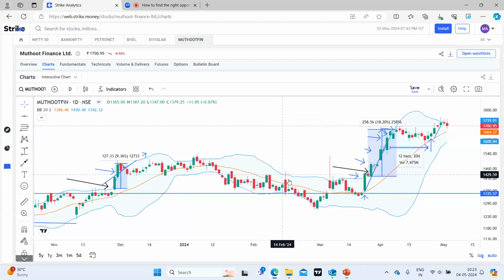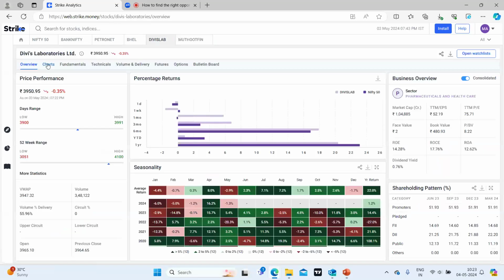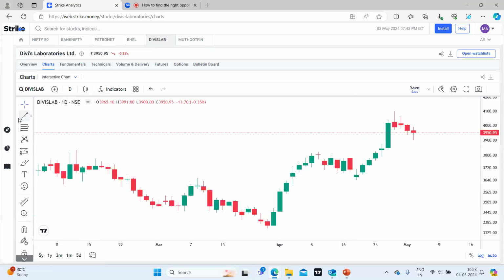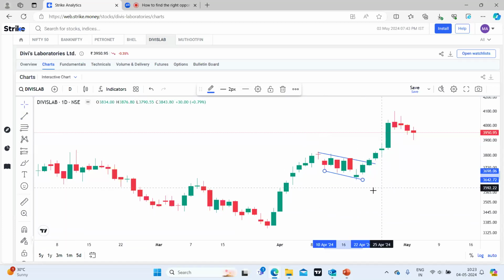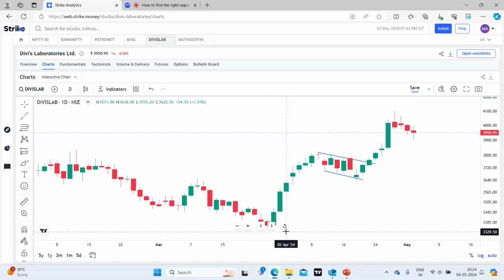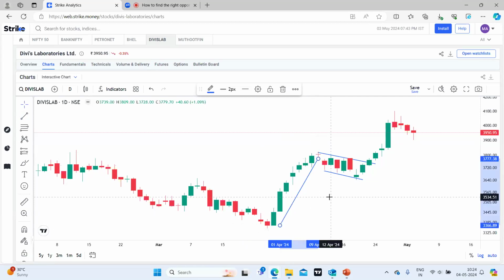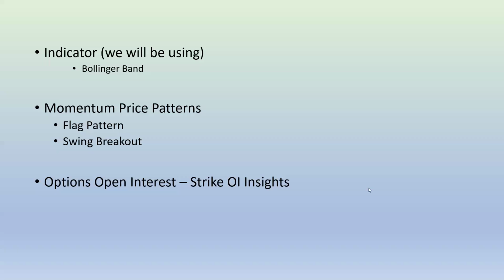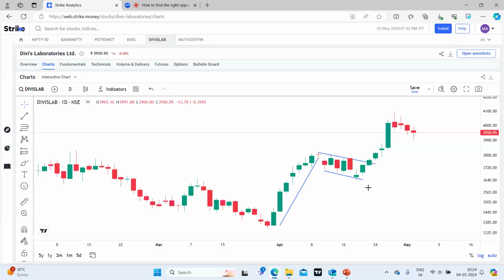Then the second one is your flag patterns, which are very good momentum patterns, like this one. Look, okay? Everyone knows the flag pattern, right? I need not explain it more, right? Now I have to use this along with the open interest.